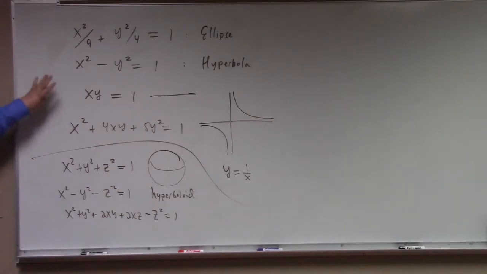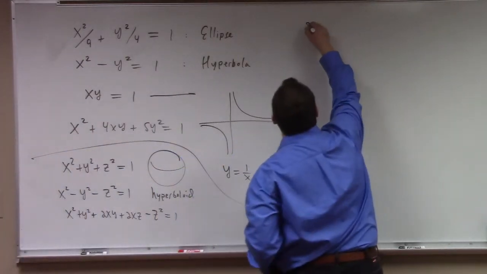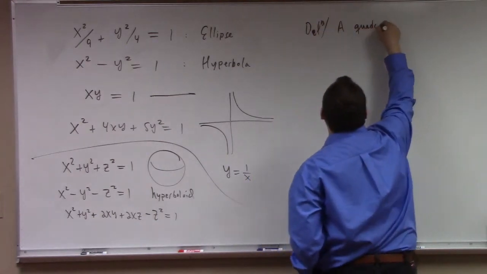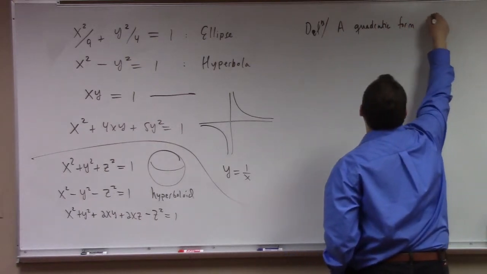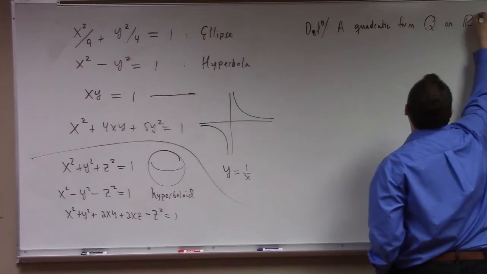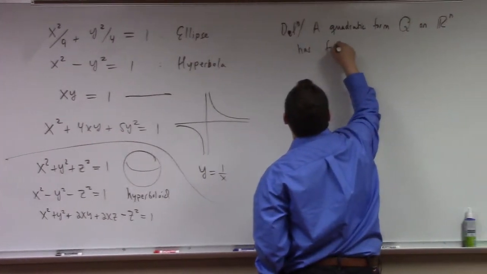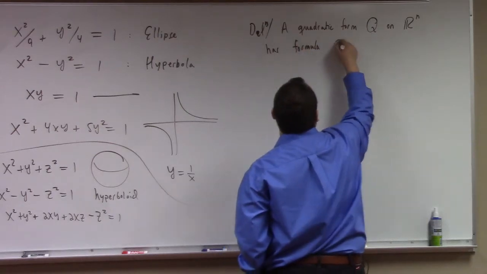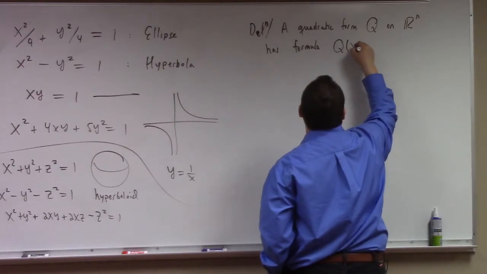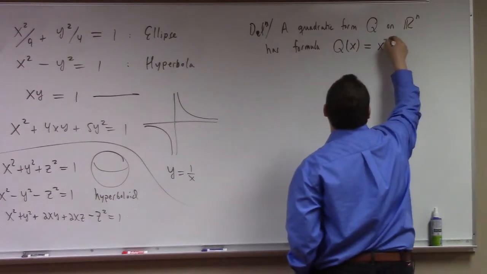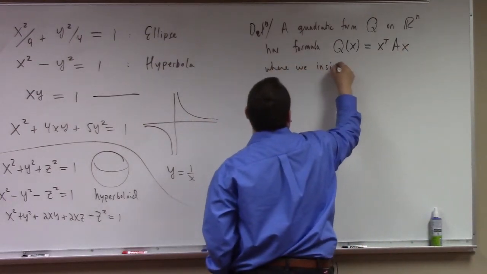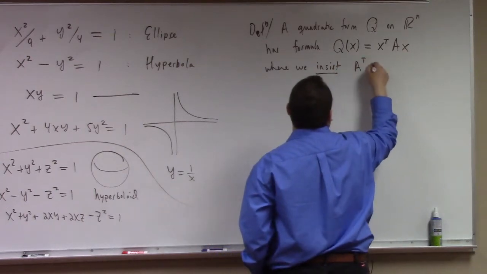All of these are basically quadratic forms set equal to a constant. What's a quadratic form? A quadratic form, say Q, on Rn has a formula. Here's the formula: Q of x is equal to x transpose A x, where we insist that A transpose equals A.